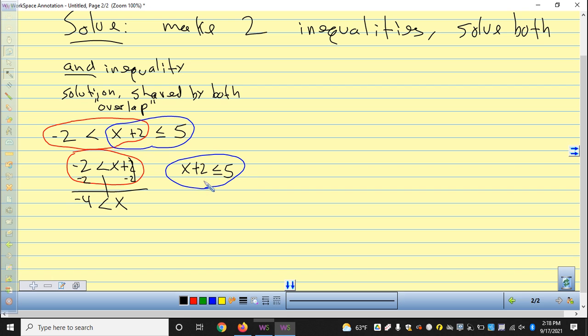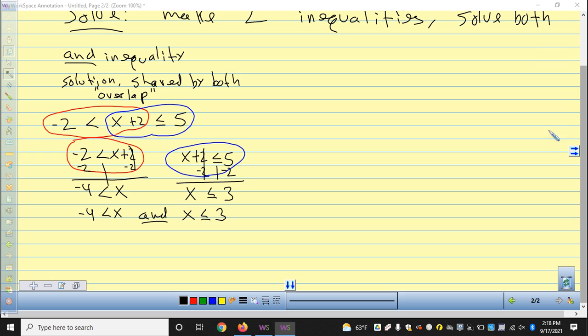Now I'm going to solve the other part. Subtract 2 from both sides. Do my arithmetic correctly this time. Those go away and I get x less than or equal to 3. 5 minus 2 is 3. So my solution is negative 4 less than x and x less than or equal to 3. Oh, I messed up again, didn't I? Did I mess up? No. I didn't. Never mind.